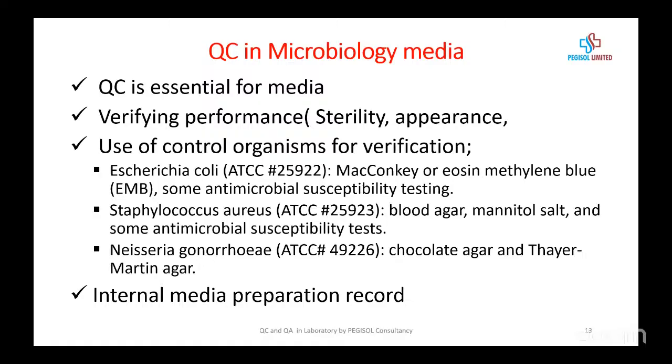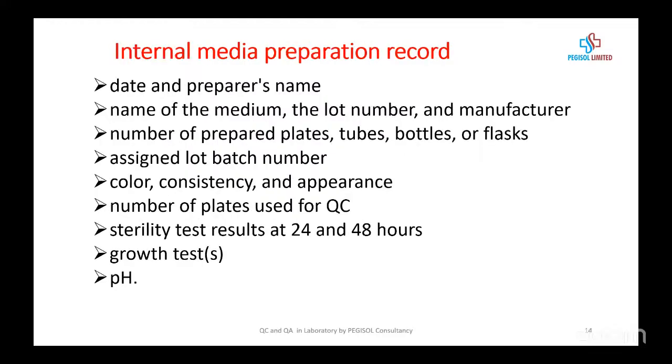Internal media preparation records. You have to have records for all the media you prepared and all the quality control checks. You have to put the date and the name of the person who prepared it, the name of the medium, the lot number and the manufacturer, the number of prepared plates, tubes, bottles, and flasks, the assigned lot batch number, color, consistency, and appearance, the number of plates used for QC, sterility test results at 24 and 48 hours, growth test, and pH. All these tests and records have to be there.